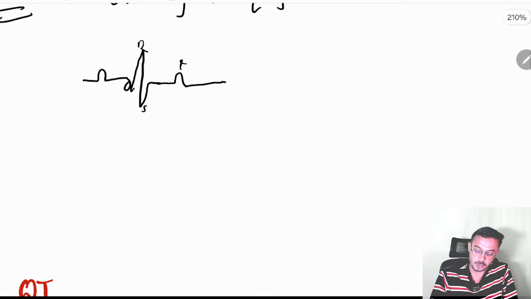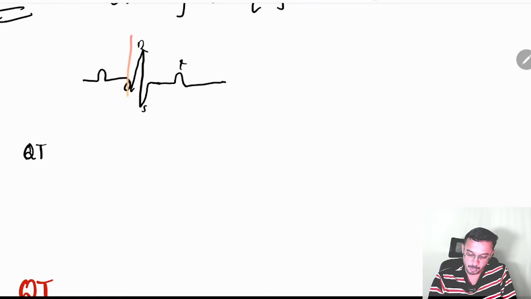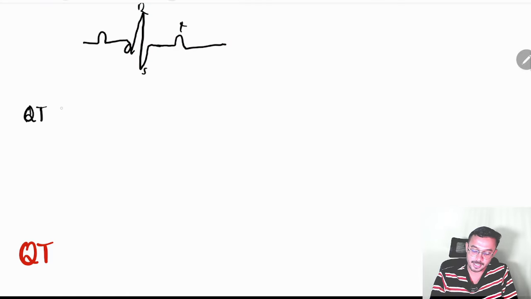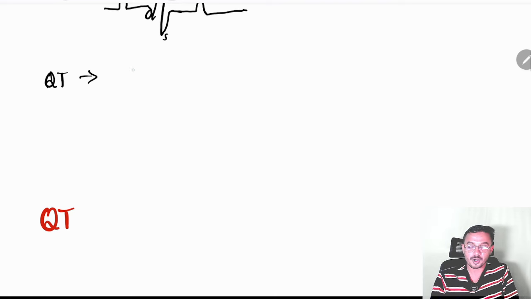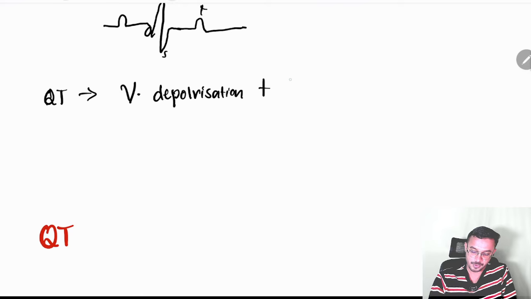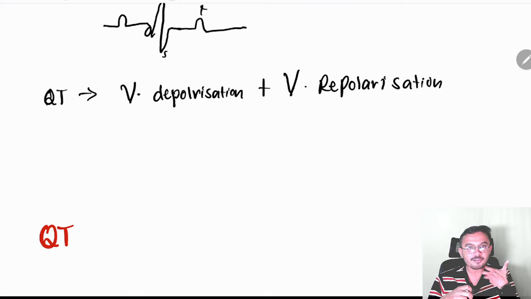So what does this QT interval indicate? The QRS complex and this T. We all know QRS indicates ventricular depolarization. So what does this T wave indicate? Ventricular repolarization. Okay, so QT is the combination of ventricular depolarization and ventricular repolarization.